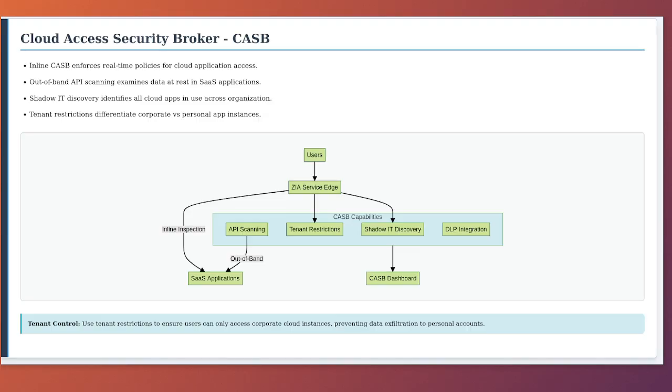Out-of-band CASB, also called API mode, connects directly to software as a service applications via their APIs to scan data at rest and monitor sharing settings. Shadow IT discovery is a key CASB function.